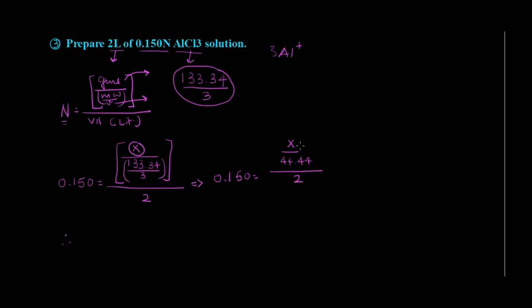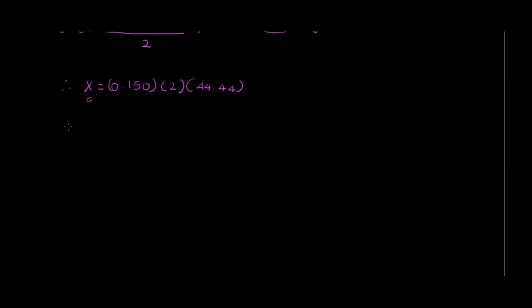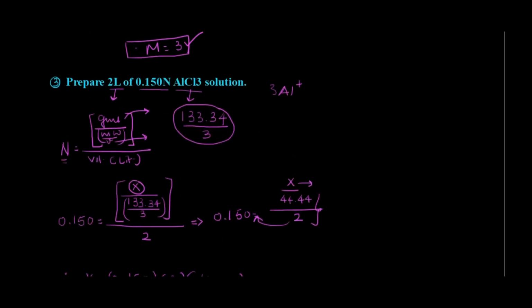So I want to find out x. I have told you before in the molarity video also, I like to go step by step because I get really confused with numbers. So x, or the weight of solute that I need, is equal to 13.33 grams, when you multiply all this. So you need to take 13.33 grams of aluminum chloride, and when you dissolve it in 2 liters of water, you are going to get 0.150 normal solution.